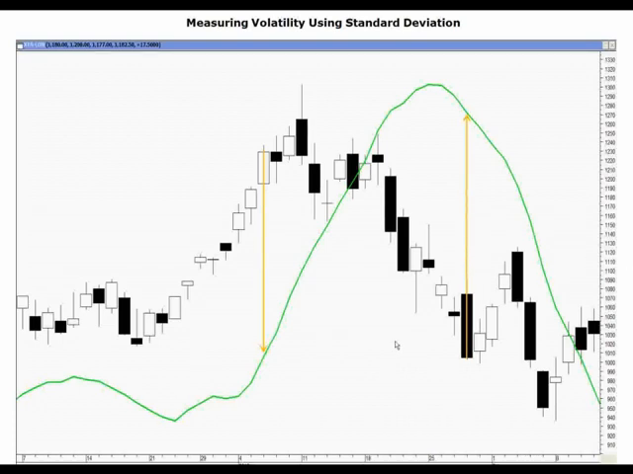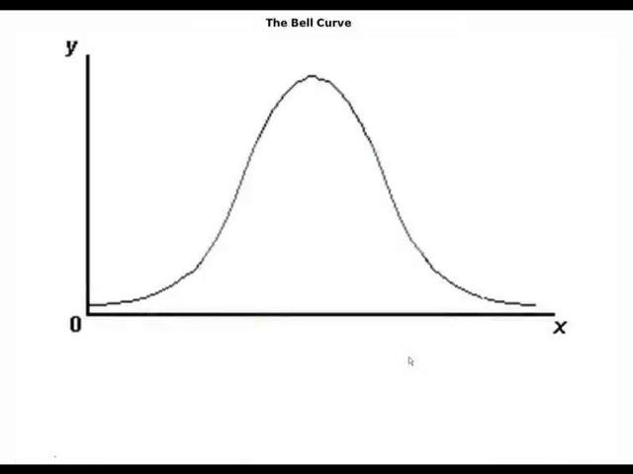In order to get rid of the negative values, what we do next, we square all of the values that we've derived. We then add them together, and we divide them by the number of periods that we used in our calculation, such as 20. We then take the square root of the result, and that gives us our standard deviation.